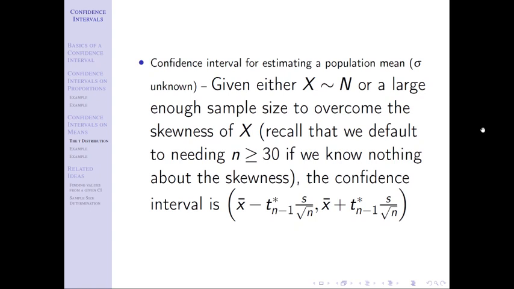Right? If we don't know anything on skewness, we say 30 is large enough. If we have a skew distribution, we need even more than that. If we have symmetry in our distribution, we don't even need that many, right? So the same things we talked about in chapter 7, right? And again, why is that? It's the same reason for proportion problems, right?